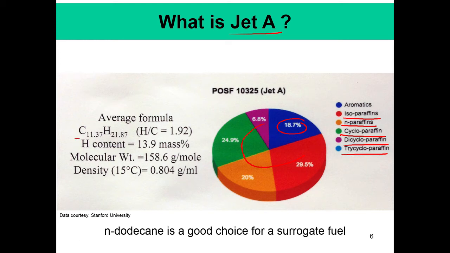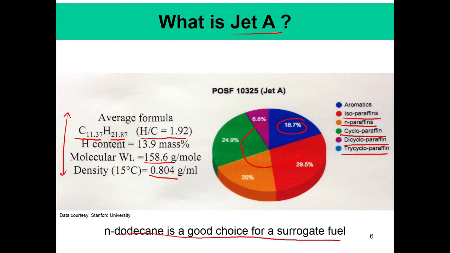This is C11.37 H21.87, and the hydrogen to carbon ratio is 1.92. As you see, the hydrogen content is 1.39% by mass, molecular weight is about 158.6 gram per mole, and its density is less than water at 0.804 gram per milliliter. Okay. And as we said, depending on these things, N-dodecane, that is C12H24, becomes a good choice for the surrogate fuel for Jet A. This is typically the composition of fuels that is used in aviation gas turbines.